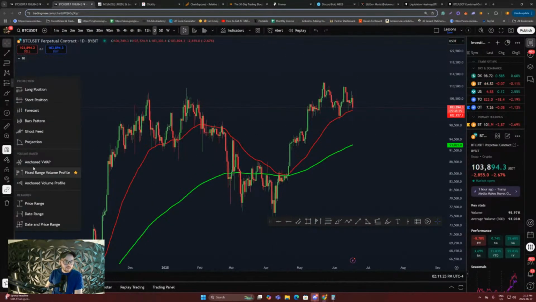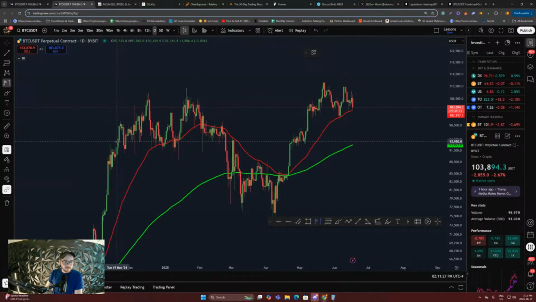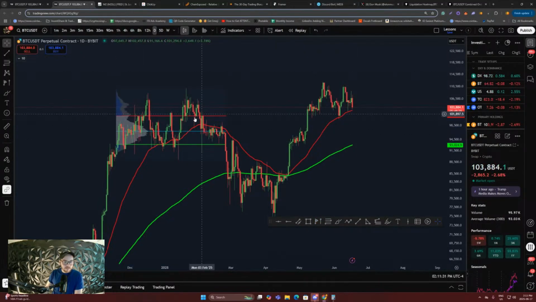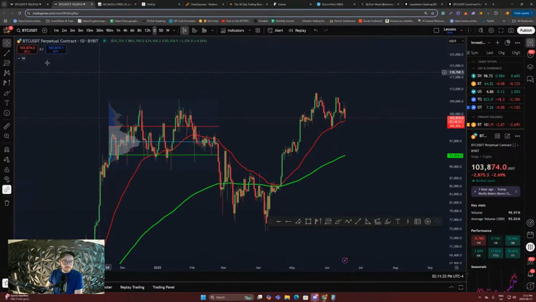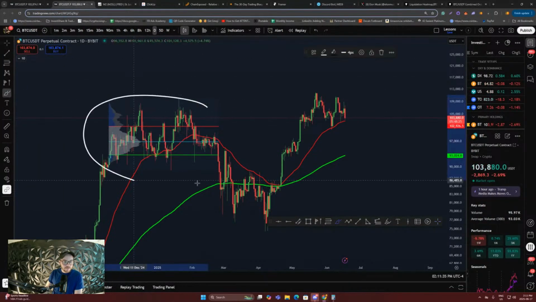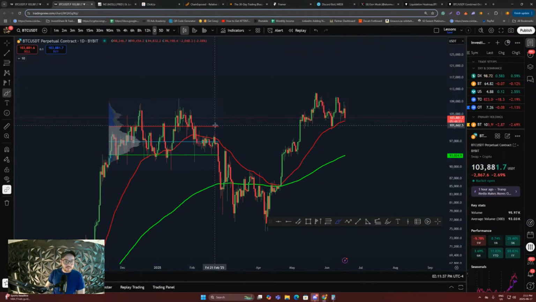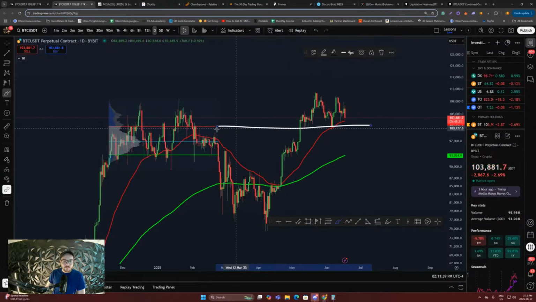I'm going to pull a fixed range from this valley area here to the moment we exit it. Get rid of my magnet tool for a second. Right, so this area of consolidation is going to help us identify that if we get acceptance back inside this valley area, where we could lead to from there.